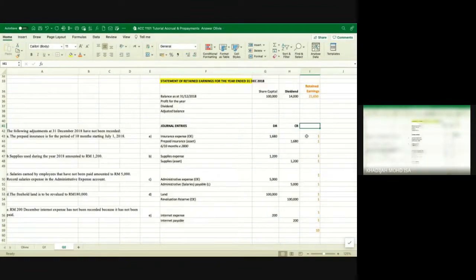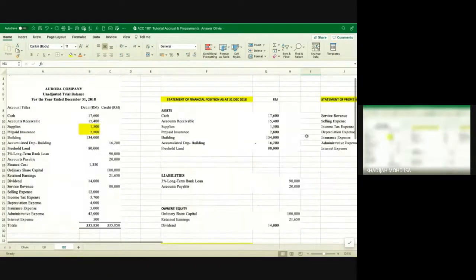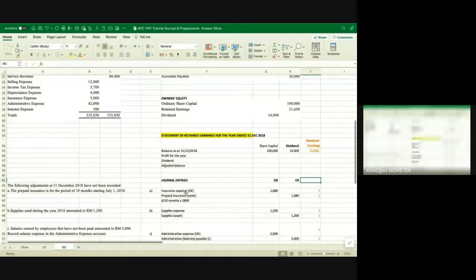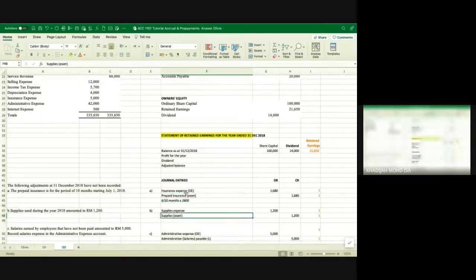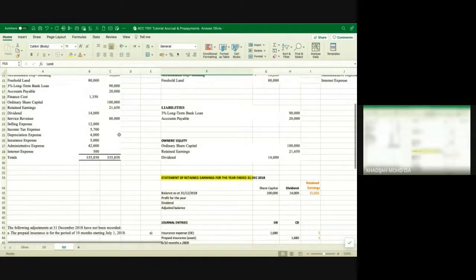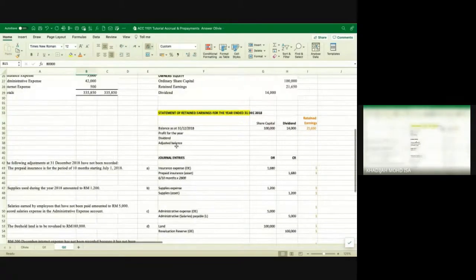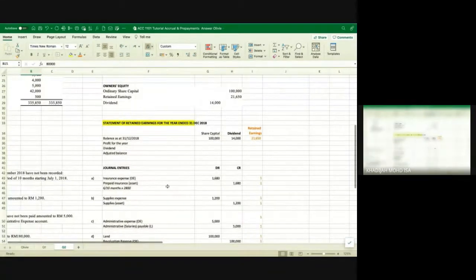So next, what you have to do is put in all these adjustments. Remember just now I said the first adjustment is your prepaid insurance. And then you have your supplies in your asset. Admin, you don't have that. All right, land, you have land here. Where is land? Land here is adjusted. And then internet expense is new. Internet payable is also new. Okay, so we are done with the first requirement, journal entries.